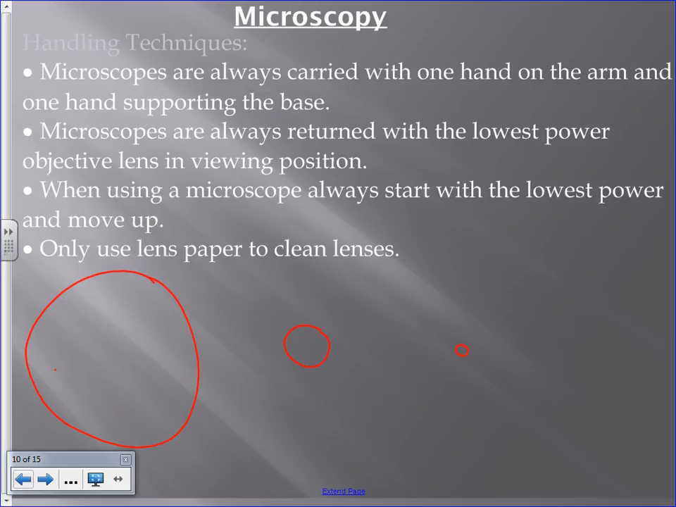Don't use Kleenexes either, because they leave little tiny pieces of lint and stuff on there, and when you look through the microscope, it's distracting. So there's special paper that'll be on the front table. If you feel like your microscope needs to be cleaned, you come up, you grab one of those sheets of paper, and you use one part of that paper on this lens, and do each of the other 3 lenses with a different piece of the paper. Never use the same piece of paper, right? So you've got 4 corners, use 1 corner for each lens, and then throw that piece of paper away. Okay, everybody with me?